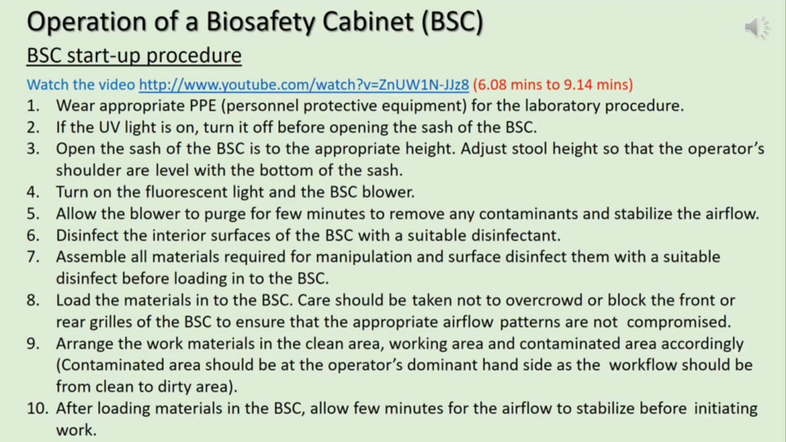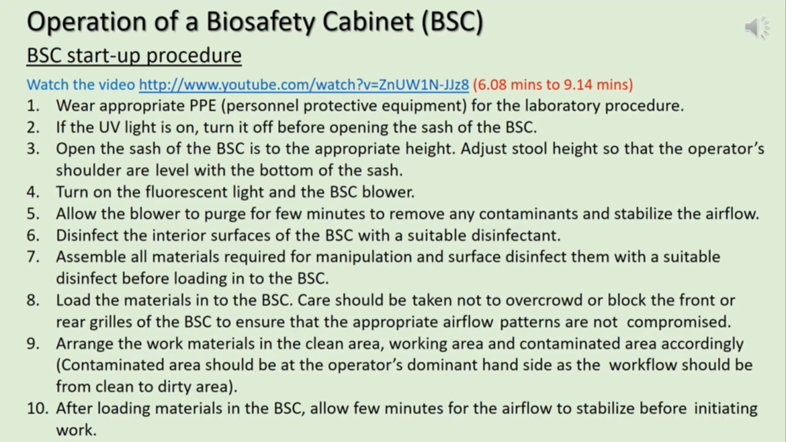It is harmful. Okay, then you can open the sash of the BSC to the appropriate height. That means when you're seated on a stool or chair, roughly your operator's shoulder should be level with the bottom of the sash. This is to ensure you can work comfortably, put your arms in and work, not your whole upper body in.